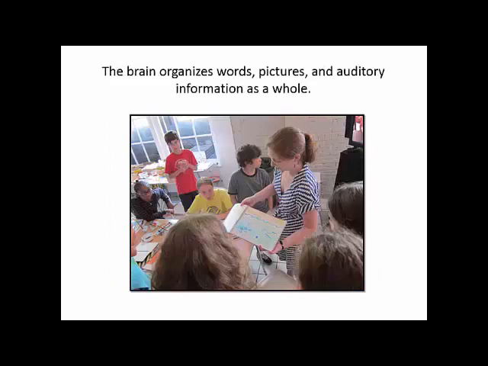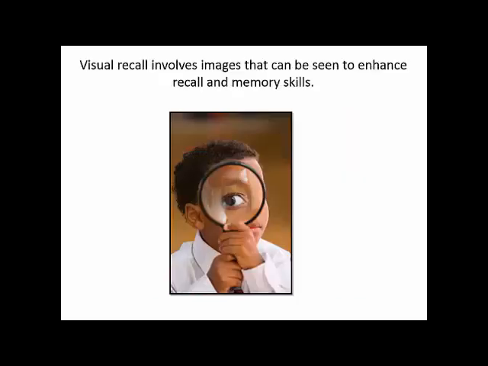As humans, our brain organizes words and pictures as new information by either visual or auditory means. The information is processed in the working memory, and relevant information is then integrated into the long-term memory. Visual recall involves images that can be seen to enhance recall and memory skills. Visual learners are able to gain a better understanding when they are presented with pictures and words along with an auditory narration.